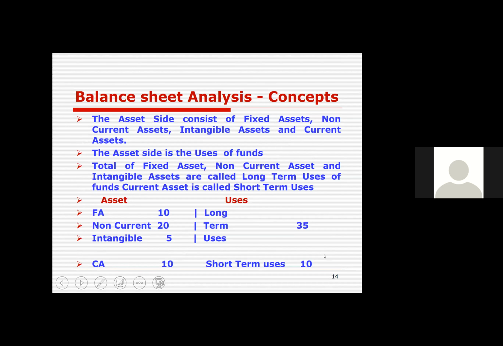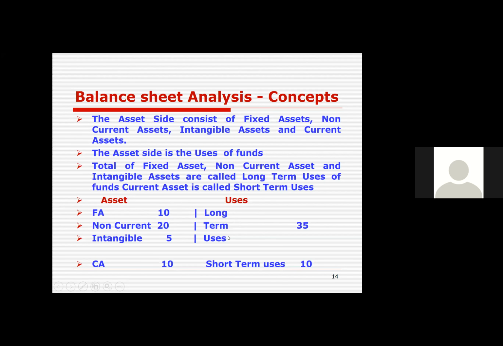In the exam, they will give you these types of questions. They will ask you to classify. The asset side consists of fixed assets, non-current assets, intangible assets, and current assets. You already know the asset side is the uses of funds. Total of fixed assets, non-current assets, and intangible assets are called long-term uses of the firm, and current assets are called short-term uses. For example, if fixed asset is 10, non-current asset is 20, and intangible asset is 5, all the three put together are called long-term uses.